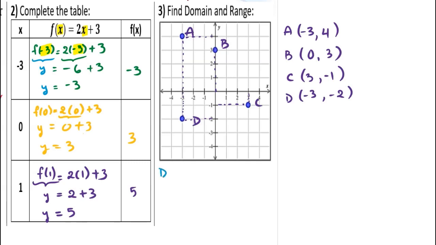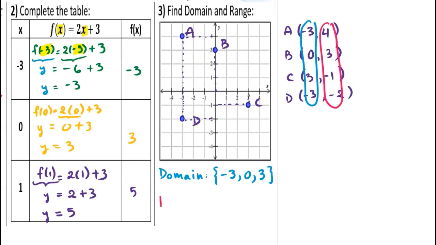And we talk about domain and range. Domain for this case is all the x's. Make sure you write your answer in order from least to greatest: -3, 0, 3. You see -3 again, but since we already wrote it once, you don't have to rewrite it. So the second -3 disappears. Range is the y values. So all of these are going to be your range. So the range is -2, -1, 3, and 4.